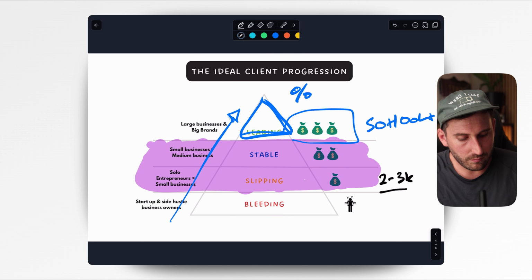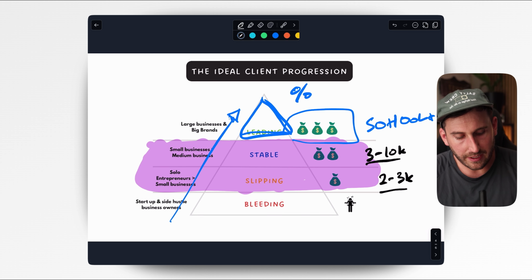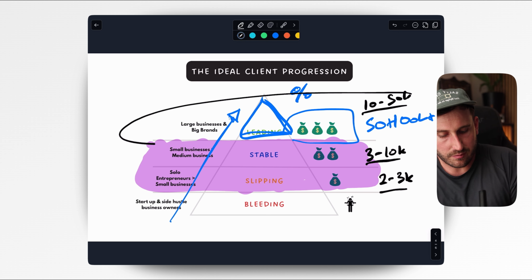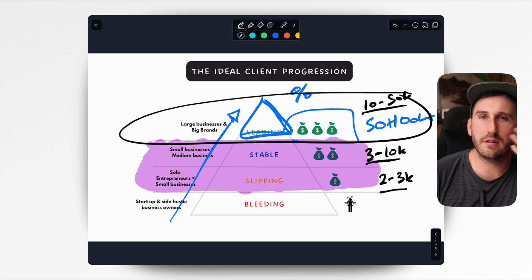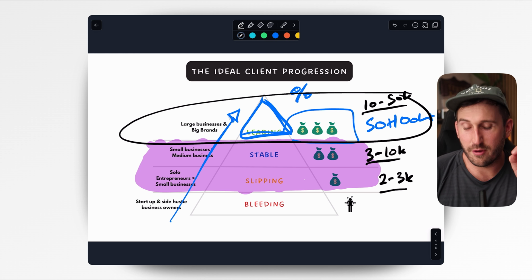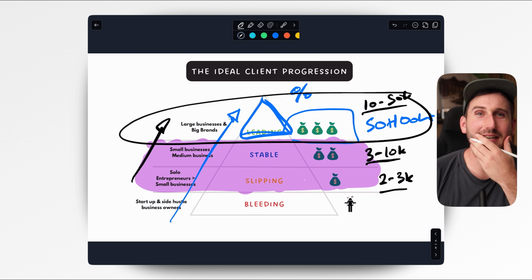In the stable, we're looking at a 3 to probably 10K retainer price point. Again, it depends on the problem that you solve. Up here, you're looking at 10 to 50K plus per month retainer. This, in theory, sounds really good when we think about that top level, but the honest truth is it's such a hard market to get to.